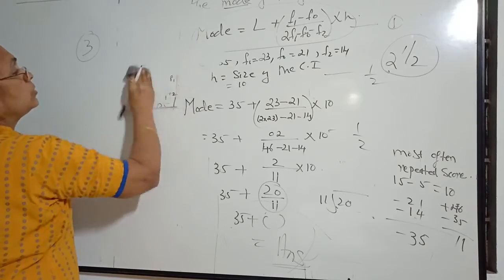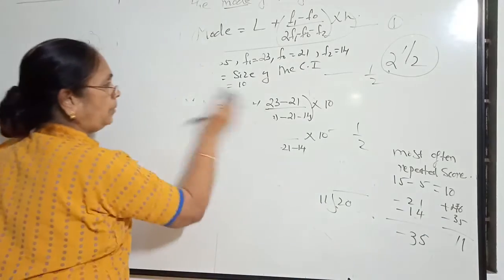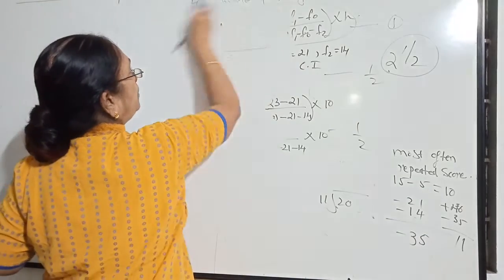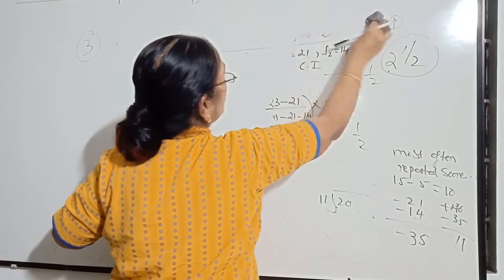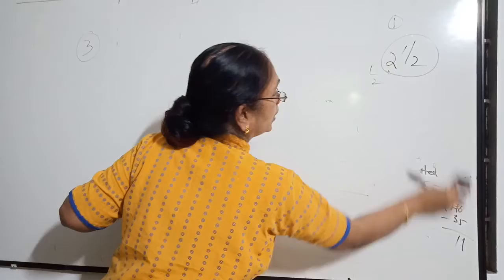The next one is to find out the median. Again, median depends upon the formula. Median is equal to L plus (n by 2 minus F) by F into H, where H is the class size of the class interval.